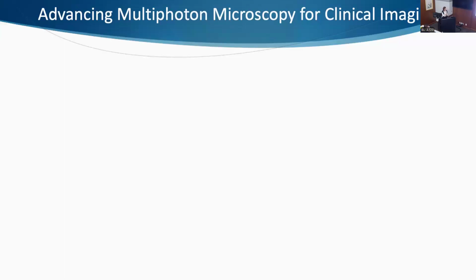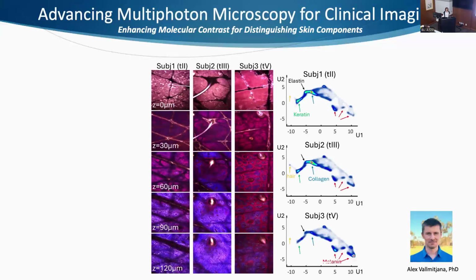What else can we do? I think this is where I'm going to show some examples. One is this approach that Alex really worked out. I'm not sure if he's going to talk about it this afternoon. He's going to touch on it, but this is something we've been working out to use this additional molecular contrast that the time-resolved fluorescence brings to distinguish different skin components.